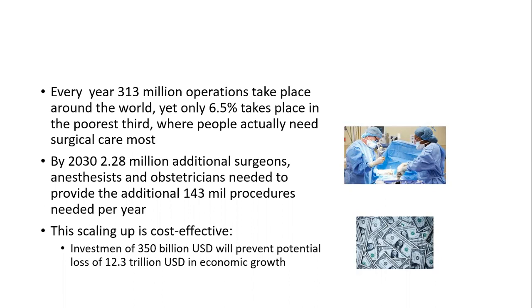This is a huge problem, and it's going to be a much bigger problem in the future. We discussed last lecture the increasing rate of NCDs, and how surgery is directly related to NCDs. By 2030, 2.2 million additional surgeons, anesthesiologists and obstetricians are needed to provide the additional 143 million procedures needed per year. So the rate of procedures needed is going to be big, and we're going to need to face that amount of procedures with surgeons, anesthesiologists, obstetricians and nurses.